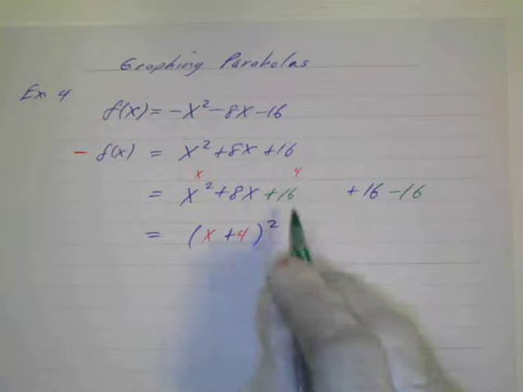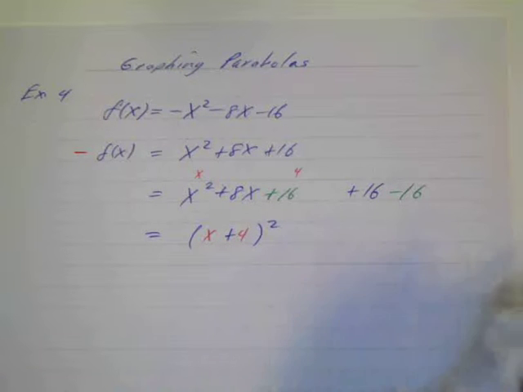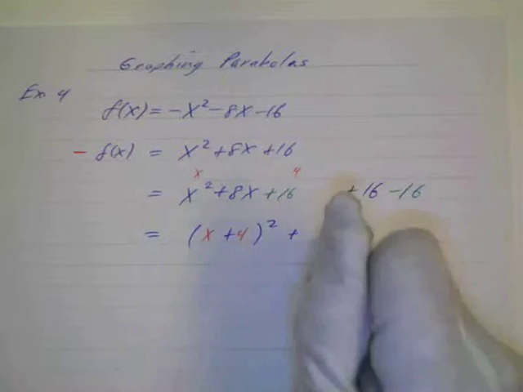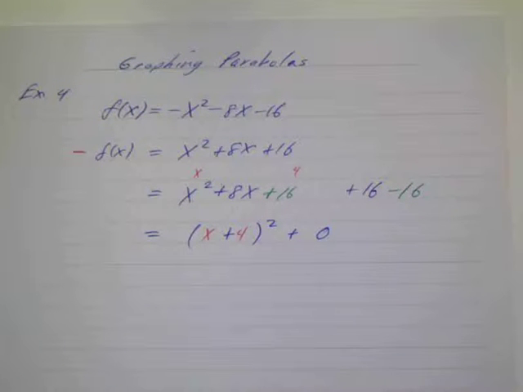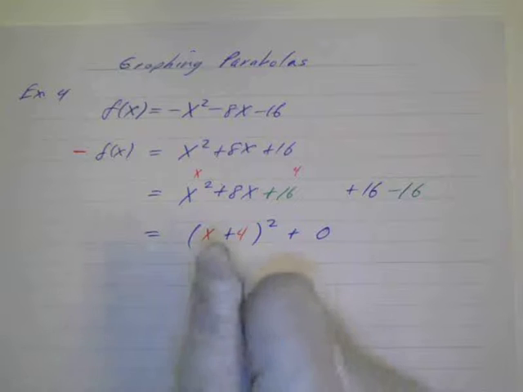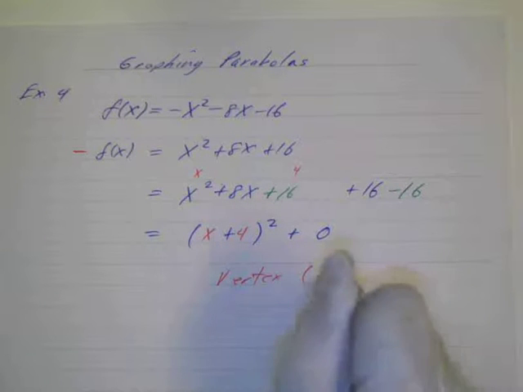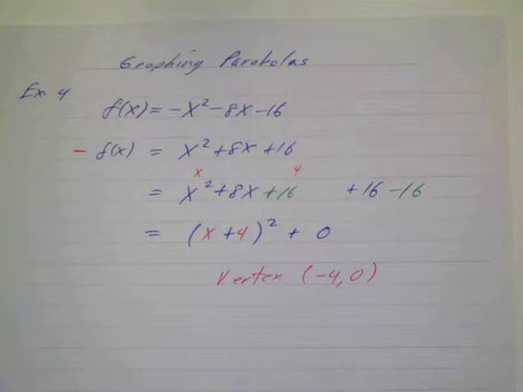And remember, since we were on the right, if we add 16, we have to subtract 16 because it's on the same side of the equation, so we can add 0 to the same side. But 16 minus 16 is 0, so that means that I just don't leave it blank. I put a 0 here because that's going to be my y. So my vertex will be the point negative 4, 0. And this is the vertex form.